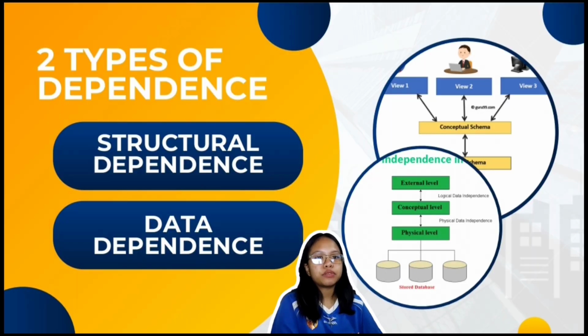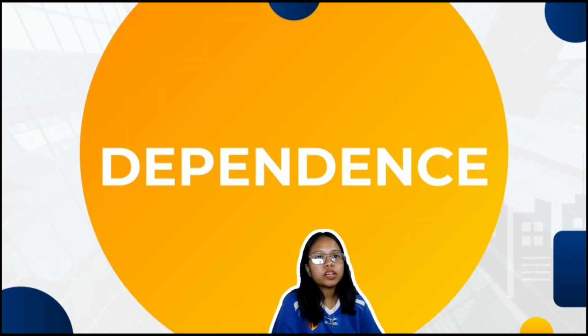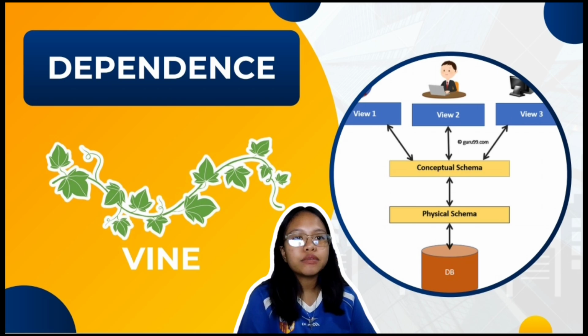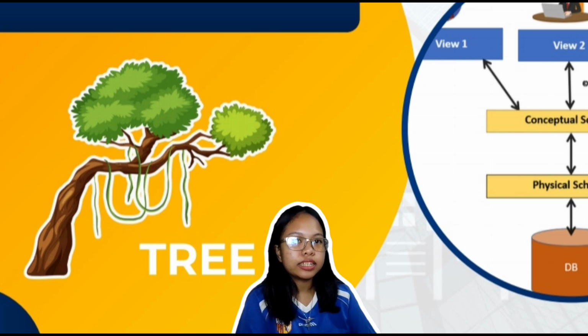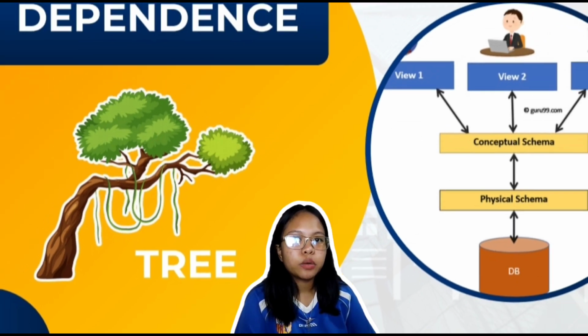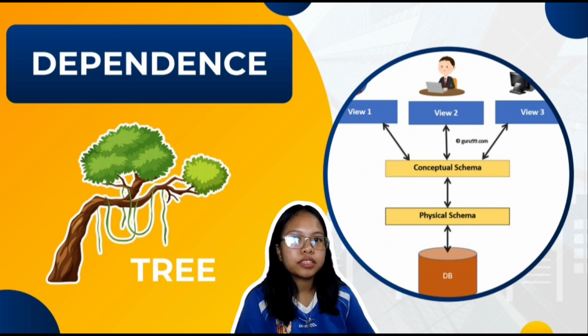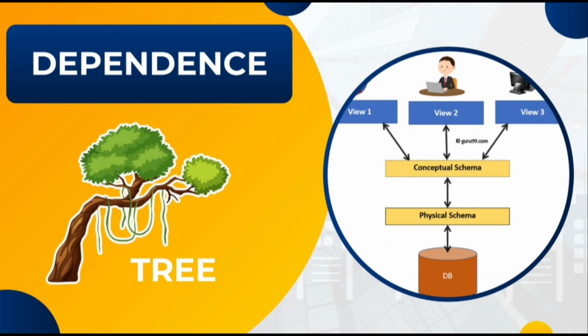We have two types of dependence, structural and data dependence. Let's start by talking about the former. What comes into your mind when you hear this word? Dependence is like a vine that wraps itself around the tree. The vine relies on the tree for support. Without the tree, it can't grow or reach sunlight. Similarly, in any context, when something is dependent, it means it can't function or thrive without relying on something else, just like the vine needs the tree to climb.